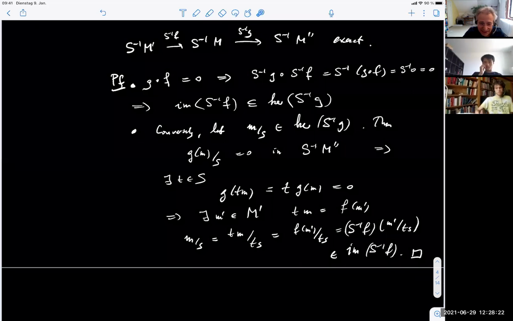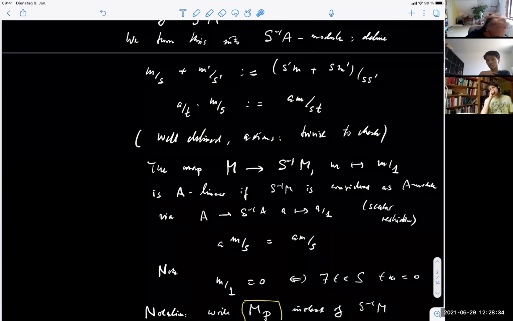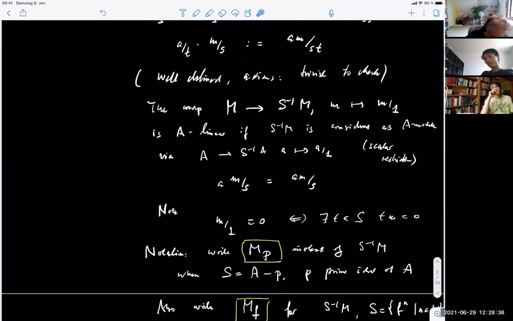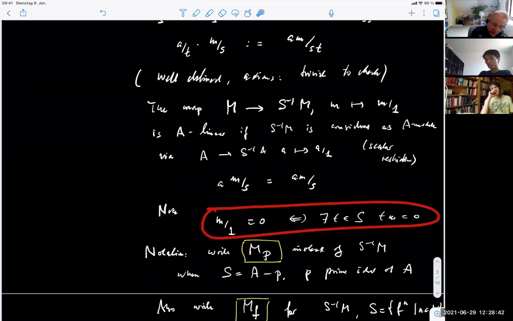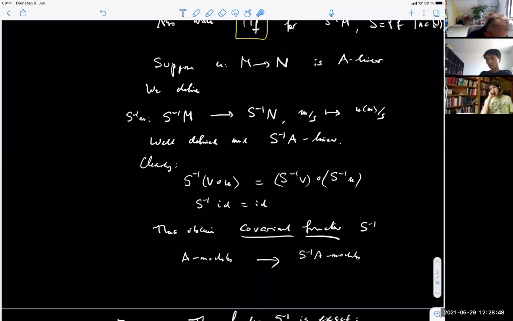So it's just calculus of fractions. As I said, the only tricky thing here, the only reason why this is not completely trivial, is the zero-ness. When you go to the localization, things may collapse. Nevertheless, everything works if it's properly defined.